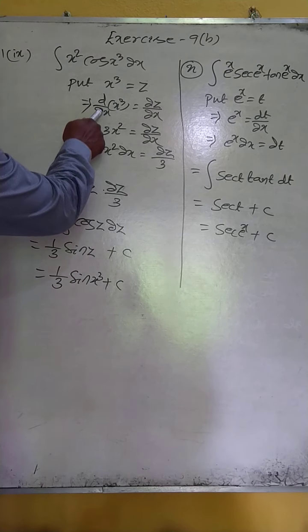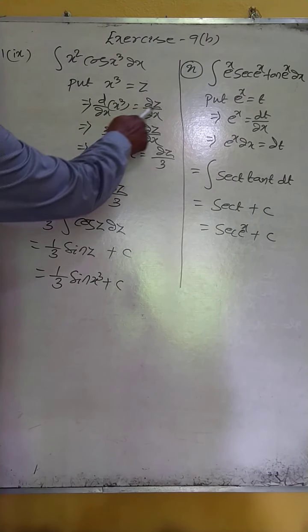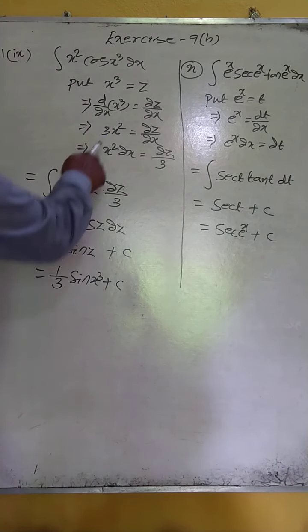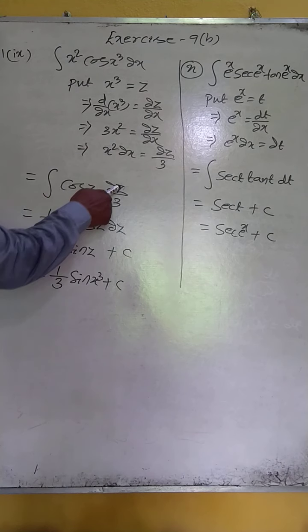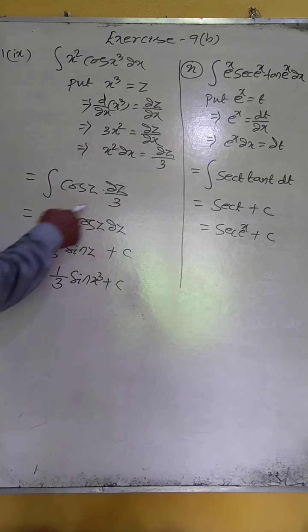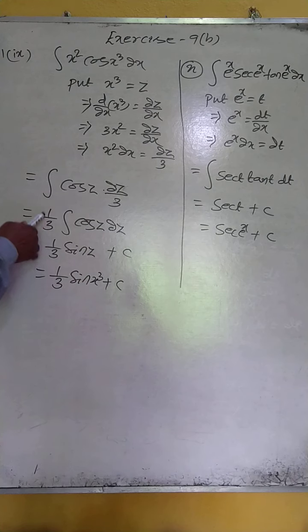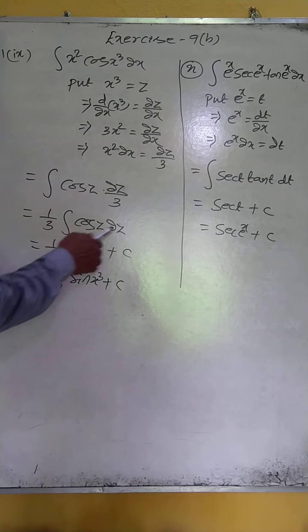Differentiate both sides. d by dx of x cube is equal to dz by dx, that implies 3x square is equal to dz by dx, so x square dx is equal to dz by 3. So that equals the integral of cos z dz by 3, that is, 1 by 3 is a constant, so we take it out of the integral sign, 1 by 3 integral cos z dz.